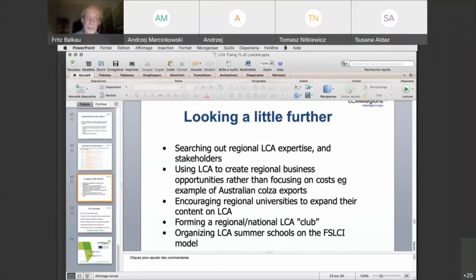I'm at the moment parallel processing. I'm also involved today in the final day of a summer school on life cycle methodologies for the building and construction sector. This is the 10th regional summer school that FSLCI has run. We have 30 students, we have 30 speakers and faculty members to spend 21 days with the students in this LCA summer school to build skills, build awareness, and create networks. So these are all opportunities for looking a little further in the LCA training area.